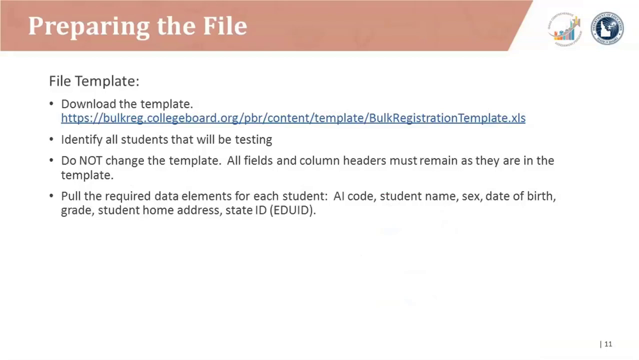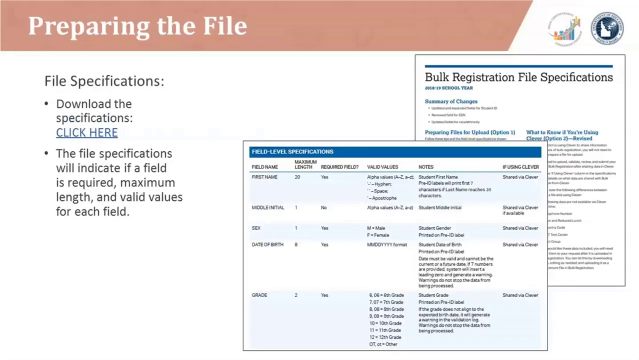Download the file template and identify students that will be testing. Do not change the template as all the fields and column headers must remain as they are in the template. You should pull the required data elements in order to prepare your file, particularly the state ID or the EDU ID. We ask you to download the file specifications and use them in order to understand the required versus optional fields, the maximum length of fields, and the valid values for each field.